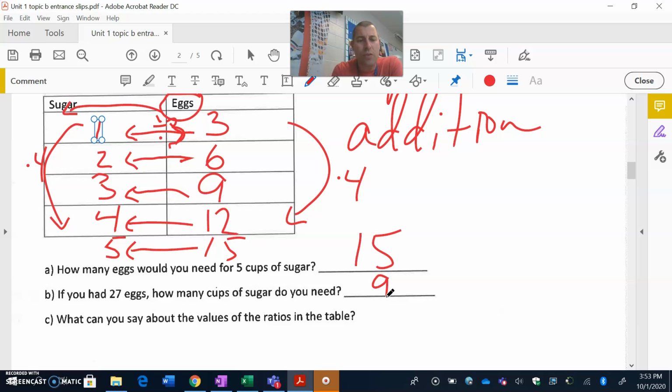All right, so then it says, what can you say about the values of the ratios? Okay, values. Do you remember this word value? We saw it a little bit. Value means to simplify. All right, here's what we want you to notice. If you simplify each of the ratios, watch what happens.